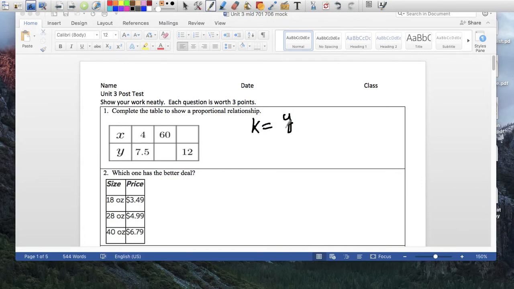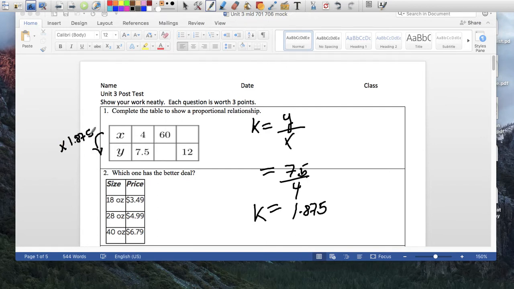y over x. k equals 7.5 over 4. And if you divide that, 7.5 divided by 4, k equals 1.875. Right, so you know that going this way, it's times 1.875, obviously because it's getting bigger, and if you go this way, you're going to divide by 1.875.